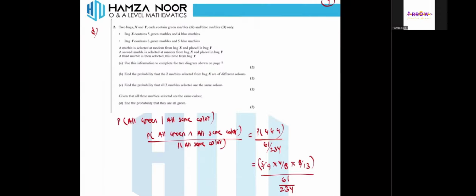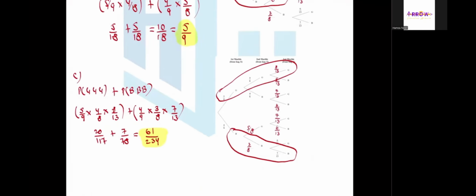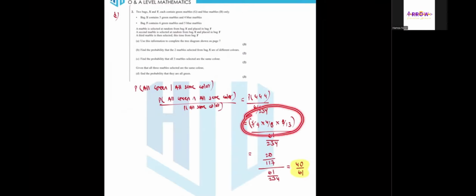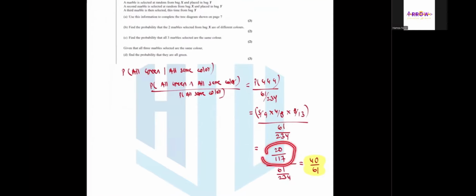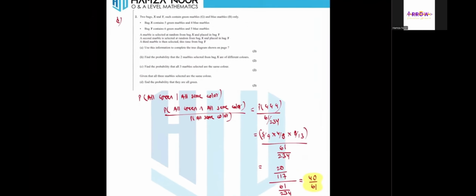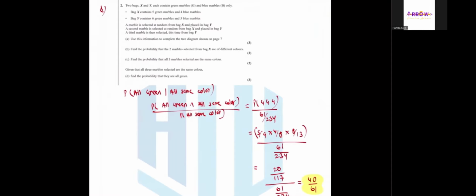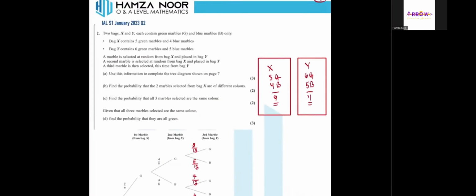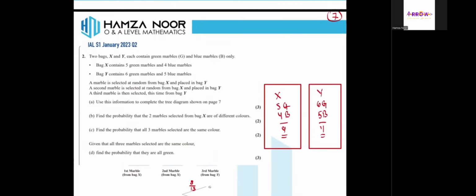So green, green, green: 5 over 9 into 4 over 8 into 8 over 13. So you are going to evaluate the numerator, which is 20 over 117 divided by 61 over 234. So 40 over 61 is supposed to be your answer. In this way, we have attempted this question, which was January 2023, question number 2. Now let's move on to the next question.